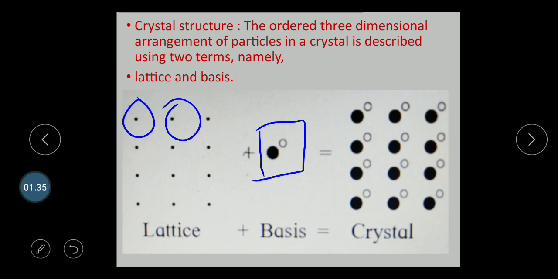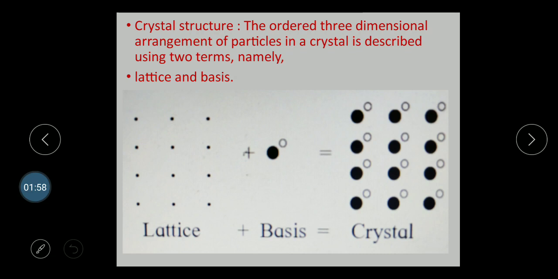If you see in this crystal structure, we can say I have hung the basis on the lattice point. The lattice points are very much like small points. I can explain this in a better way.